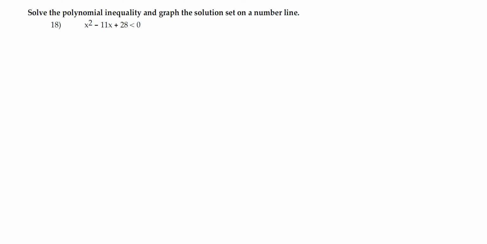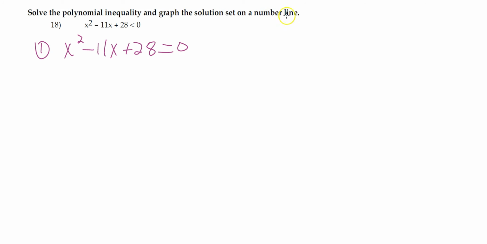Solve the polynomial inequality and graph the solution set on a number line. Now this is a quadratic polynomial, so this is a quadratic inequality. To solve a quadratic inequality, step 1, we solve the equation instead of the inequality. This will give us the boundary values of the intervals that represent the final answer.